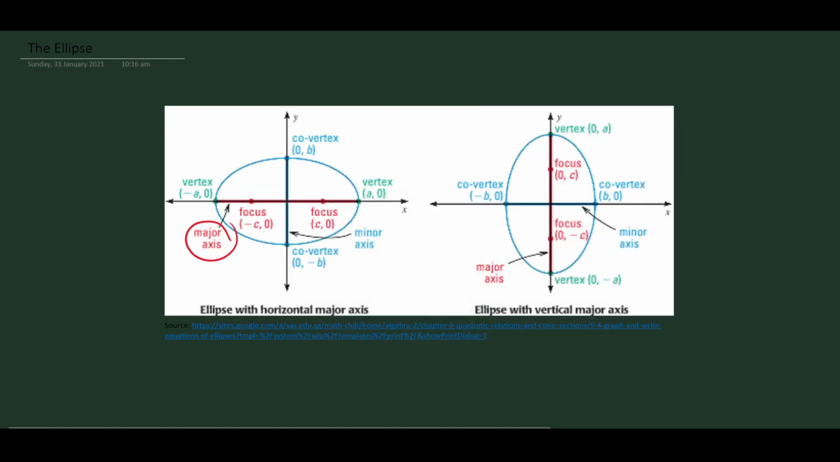Okay, everyone, let us now proceed to the ellipse, another type of conic section. So how do we define an ellipse? An ellipse is the locus of points where the sum of the distances from two fixed points, called the foci, is constant. So what does that mean?